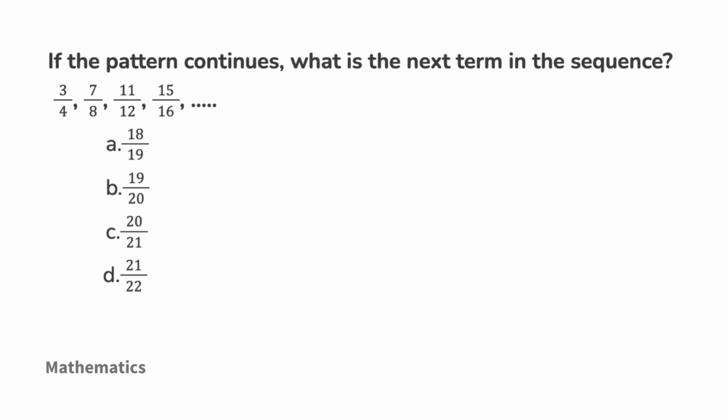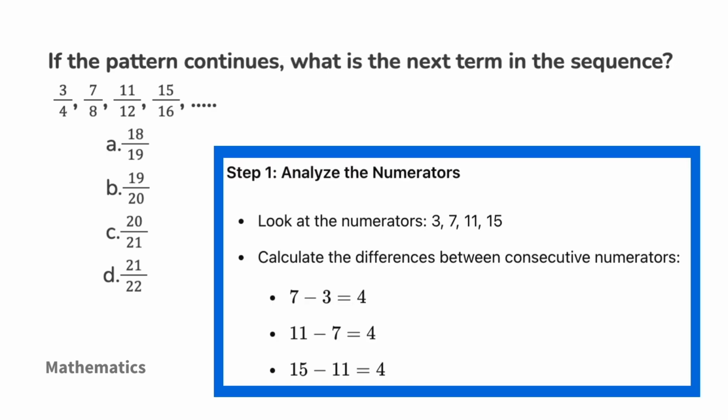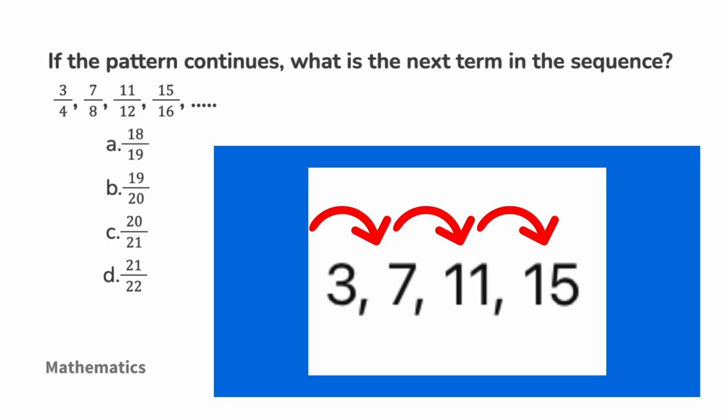All right. Now, in order to find the next term in the sequence, we'll want to analyze the numerators. We'll be looking at these numerators 3, 7, 11, and 15. Calculate the differences between these consecutive numerators. And we'll see that the numerators increase by 4 each time.